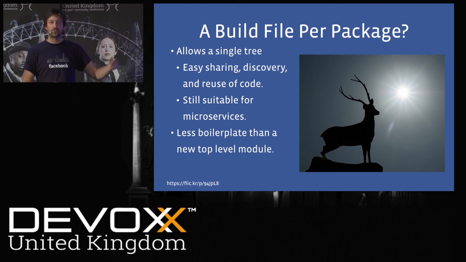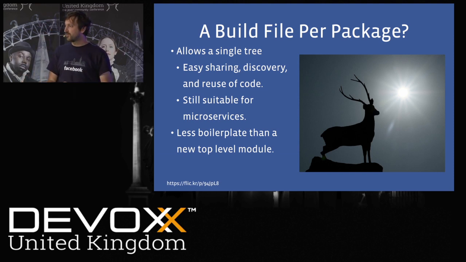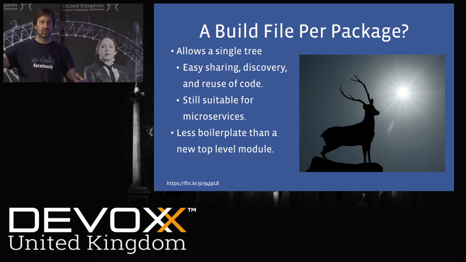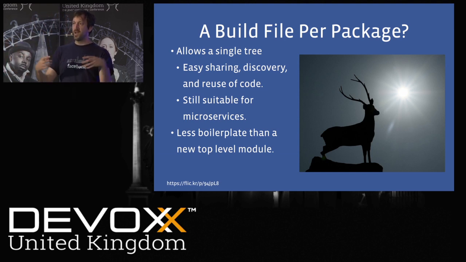You can have a single source tree and still have microservices, right? How you organize your source code isn't necessarily how you deploy your executables, your artifacts. Those two things are completely separate, and marrying the two because you're not familiar with how to tease these things apart seems like a less than optimal solution. So a build file per package, that would be nice.